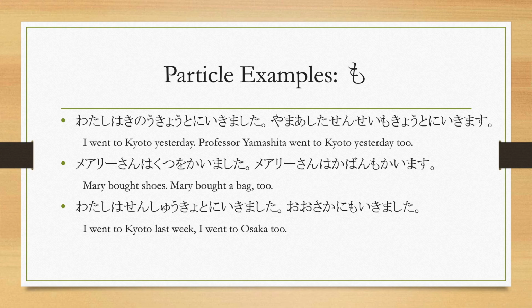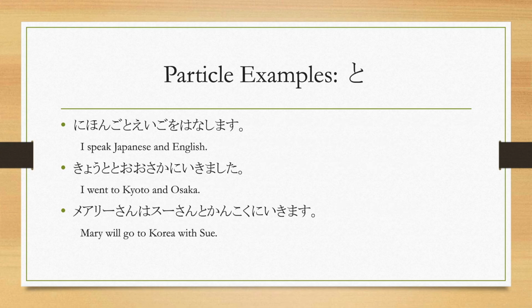Here are examples now of how to use to. Nihongo to eigo o hanashimasu. I speak Japanese and English. Kyoto to Osaka ni ikimashita. I went to Kyoto and Osaka. Mary-san wa Sue-san to Kankoku ni ikimasu. Mary will go to Korea with Sue.